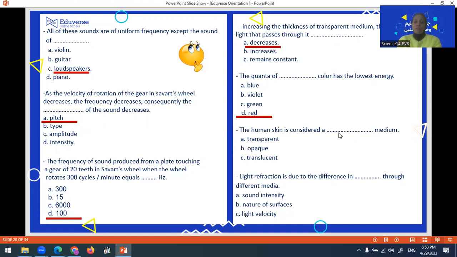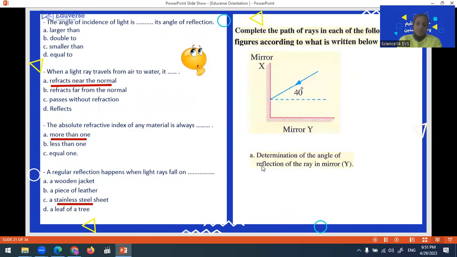The human skin is considered as what medium? It's opaque, of course. The light refraction is due to the difference in what? Through different media, the light velocity. Okay, the angle of incidence of light is equal to what? Its angle of reflection. It's equal, of course.